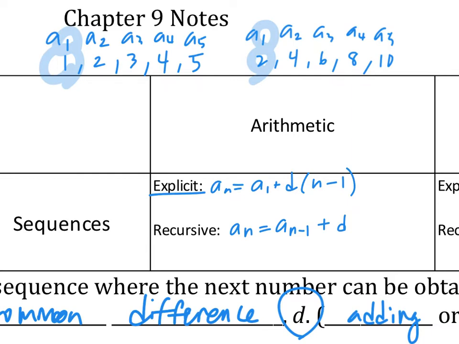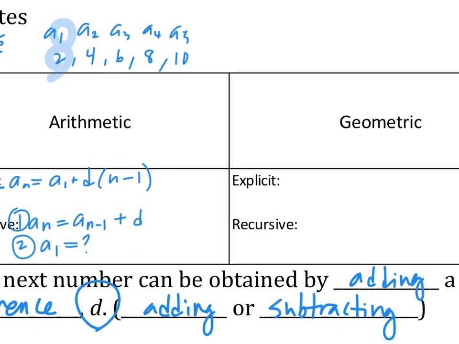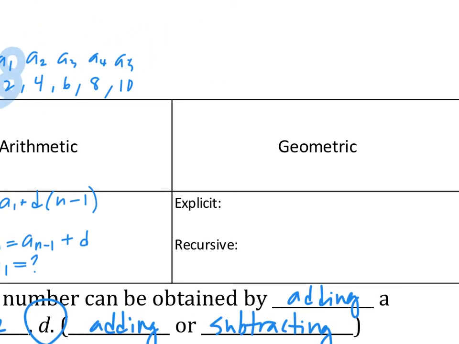So in order to do this formula, you need two things. One, the recursive formula. Second, you need to tell me what A1 is. So you're going to fill it in. You're not going to leave it as a question mark, but you're going to tell me what A1 is. That way, the recursive formula actually can help you figure out what the next number is if you tell me where you start.